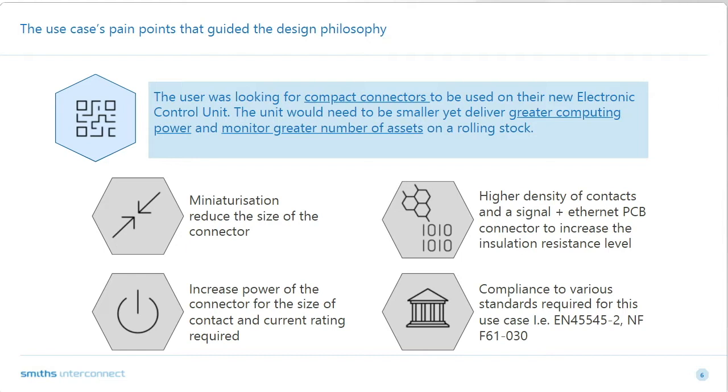Increase the power of the connector for the size of the contact and the current rating that they were looking for. Higher density of contacts and signal with Ethernet connections. PCB connected to increase the insulation resistance level. And finally, to ensure that you do all of those things, but ultimately you have to comply with various engineering standards, for example the EN 45545-2 or NF F 61030 standard. These are just a couple of examples. There is a long list of other standards that we had to comply with.